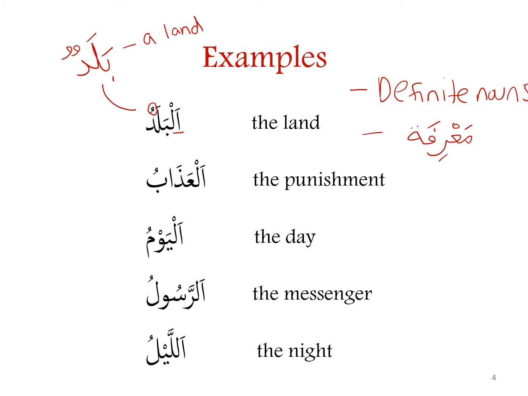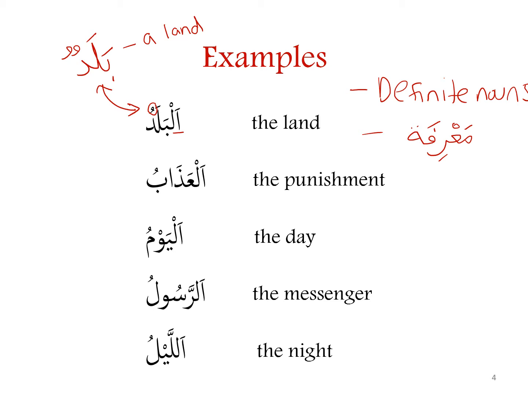So this process is interchangeable. If we add the alif lam and drop the tanween, it becomes ma'rifah, the land. If we were to drop the alif lam and add the tanween back, it becomes nakira, indefinite, meaning a land. Here we have al-adabu, the punishment. Al-yawmu, the day. Yawmun would be a day. Ar-rasulu, the messenger. Al-laylu, the night.